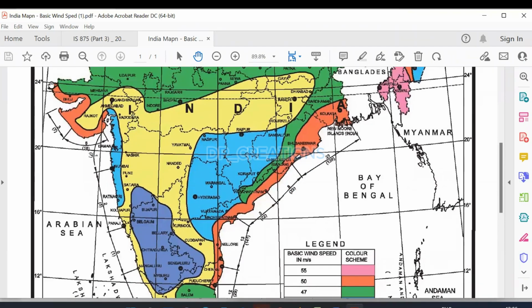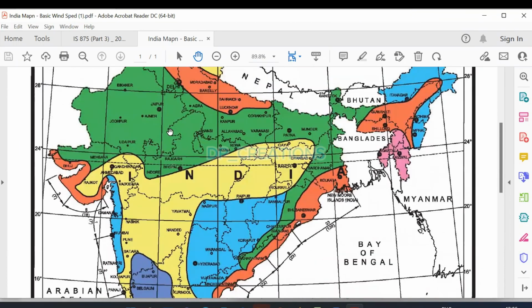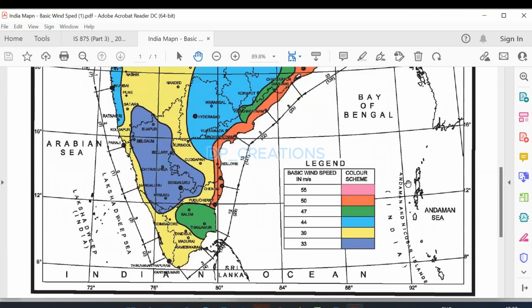And the coastal area of Gujarat, Kachchh, is also part of 50 meters per second. Then comes 47 meters per second. That is some part of Madhya Pradesh, Rajasthan, some part of Gujarat, the top portion of Bihar, and almost the entire top portion of West Bengal. A very small part of Odisha also comes under this 47 meters per second.